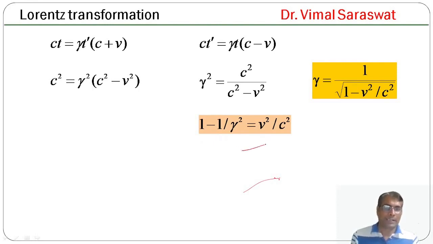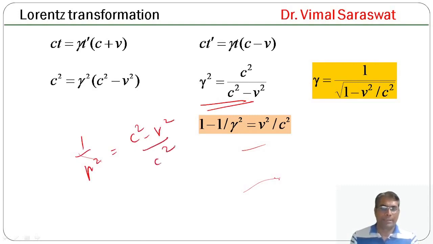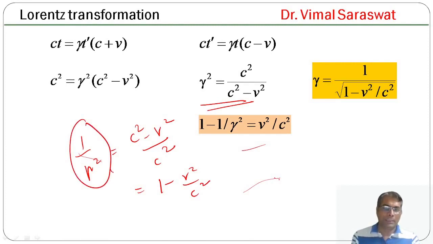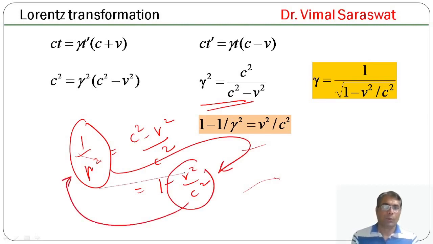From where we get it? On taking the reciprocal of it, 1 upon gamma square is equal to c square minus v square upon c square. Now this will be equal to 1 minus v square by c square. We transfer 1 upon gamma square from here to here, and this minus v square by c square from here to here. So 1 minus 1 upon gamma square is equal to v square by c square.